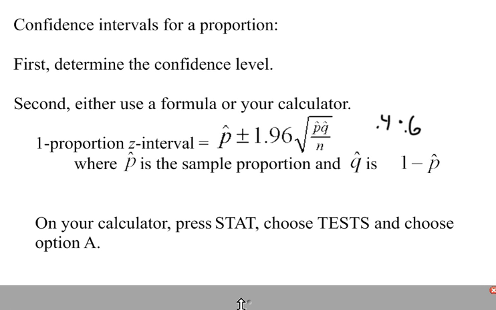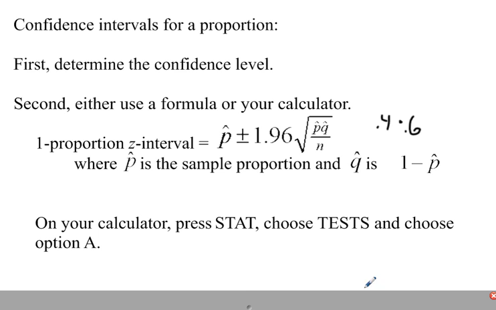Okay. Now, to be honest, just like those earlier confidence intervals, our calculator does this work for us. If you press your stat key, go over to tests, it's choice A in that menu. So why don't you jot that down? Then we're going to take a look at an example. Again, this example is from your homework. Again, we're not going to write down all the words. We're just going to do the calculation together.